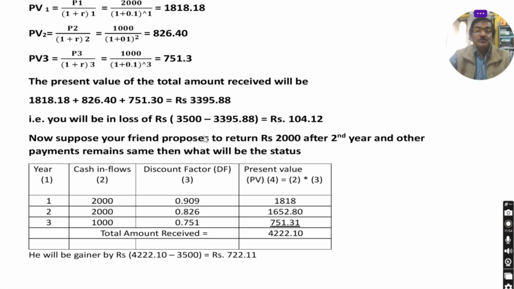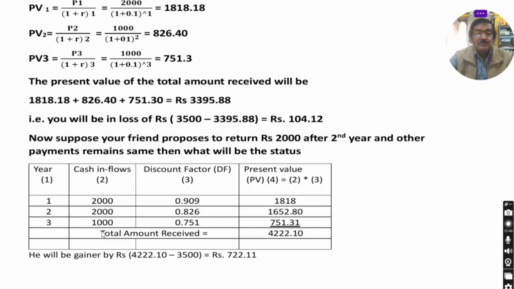Now suppose the proposal has changed. If your friend is ready to return you rupees 2000 after the second year and other payments remain the same, then what will be the status? Here I have shown the same thing in table form to make it easy to understand and for application also. So year-wise cash inflows: after 1 year 2000, in the revised offer after the second year this is also 2000, and after the third year you are receiving 1000.